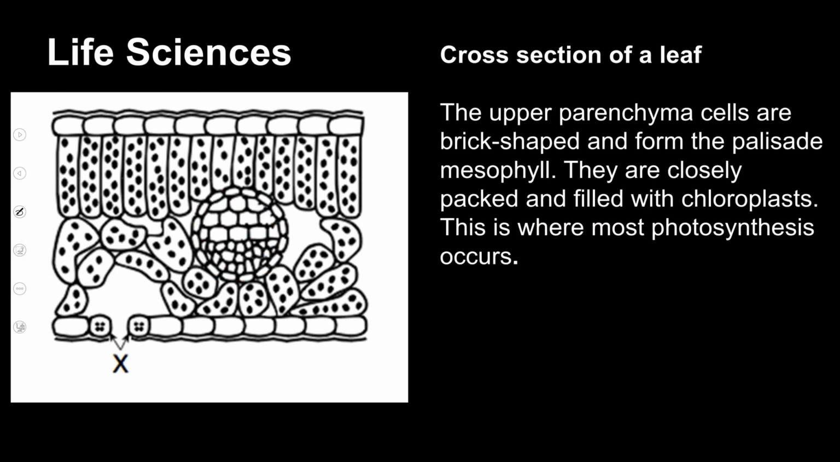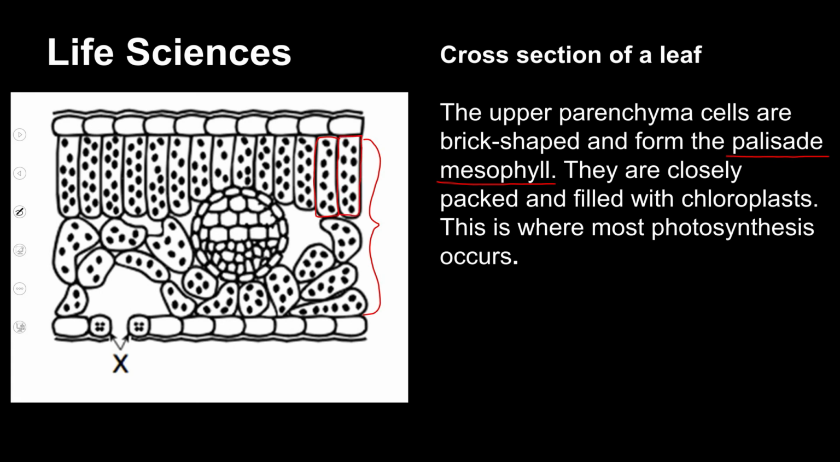Next thing we're getting to is the rest of the cells. Okay, and all of these cells inside the leaf we call the mesophyll, and they're all parenchyma cells. But because some of them are brick-shaped and others are rounded, we can divide them into two different regions. Okay, the top ones are called the palisade cells, or the palisade mesophyll. That's these ones here, and they are tightly packed like that.